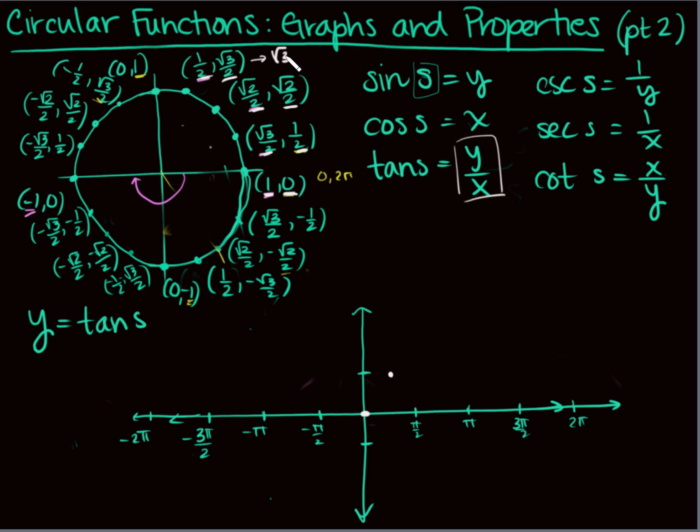That is about 1.73. So at 60 degrees, I'm already bigger than 1. I'm going to be up here at like 1.73. Let's get a little closer. I'm going to use my calculator here, and I'm going to take the tangent of something really close to pi over 2.